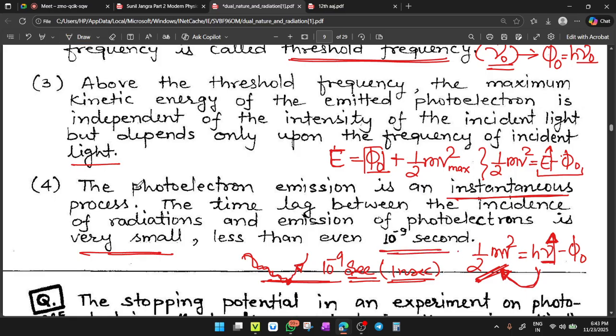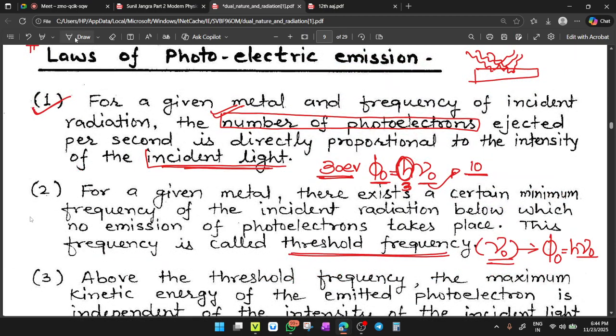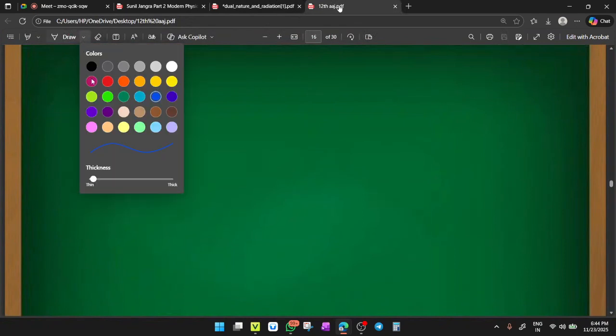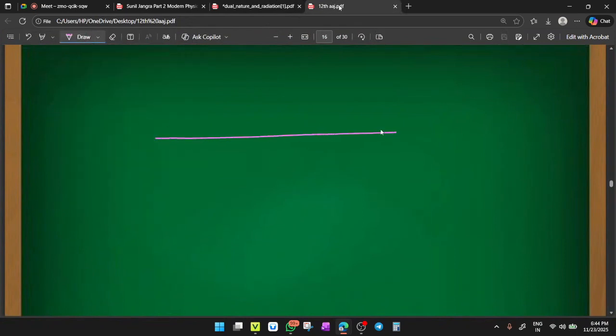So these are the laws of photoelectric emission. Again, repeating the first point: for a given metal and a frequency of incident radiation, the number of photoelectrons ejected per second is directly proportional to the intensity of incident light. Yesterday we saw that the number of photoelectrons ejected depends upon the number of radiations, and the number of radiations per unit time, per unit second.